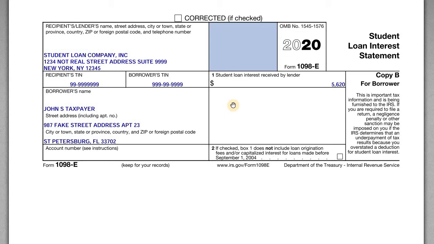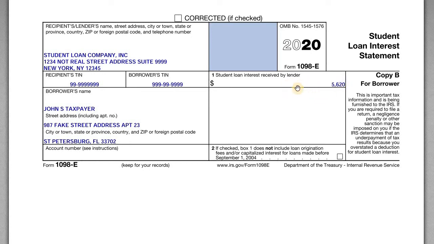So I want to cover this form and how it actually gets reported on your Form 1040, right? The form is pretty straightforward. This is a 2020 example. The lender's information is up here, the lender's tax ID number, and then you as the student are the borrower. You've got your social security number, borrower's name and address, and then box 1 is the amount of student loan interest paid during the year.